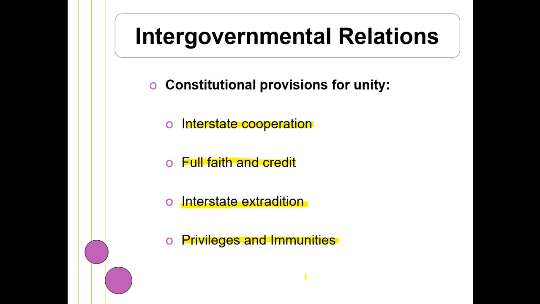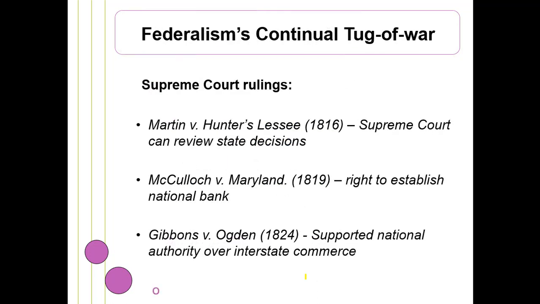Clearly, there are some exceptions here or there that we can get into as we get into the class, but these are the general provisions for unity. Here are some rulings also. First of all, this is why it's a continual tug-of-war with federalism. In 1816, the Supreme Court ruled that it can review the state courts' decisions. The primary reason for this is so that we don't have 50 different versions of the U.S. Constitution, with every state Supreme Court interpreting the U.S. Constitution as they see fit. We need to keep everybody on the same page on that.